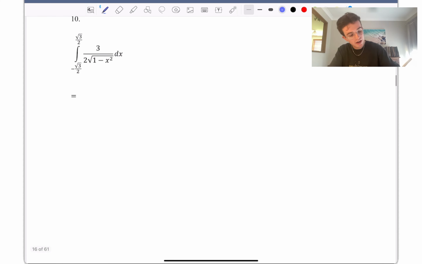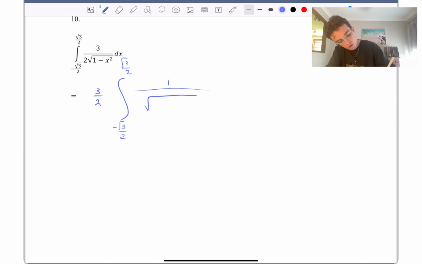So let's bring in our constants. 3 on 2 times the integral from minus root 3 on 2 to root 3 on 2 of 1 over the square root of 1 minus x squared dx. Now this is just nice and easy. It's in the form sine inverse of x. So we've got 3 on 2 times sine inverse of x from minus root 3 on 2 to root 3 on 2.